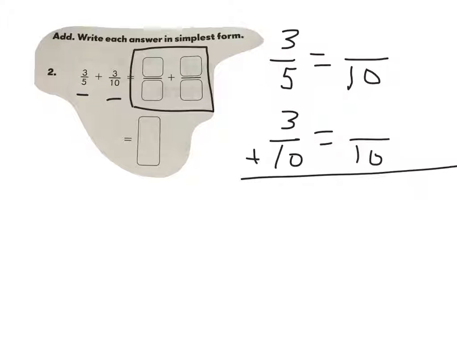And I'm going to ask you this question. How many times does 10 go into 10? Once. Okay, so you're saying 10 times 1 is 10. What you do to your denominator, you do to your numerator. What's 3 times 1? 3.